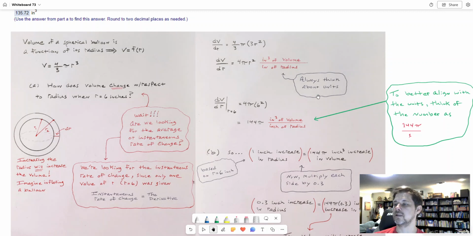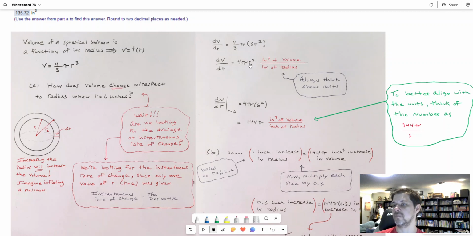Now, always think about the units. Okay, if we're doing anything that involves calculus, science, engineering, and measurement, then we think about units. We have to know what we are tracking here. So the units of this number will be volume units over radius units. It's telling me how change in the radius causes change in the volume. How do we measure the volume? Well, if you're measuring the radius in inches, then by extension the volume will be in cubic inches.